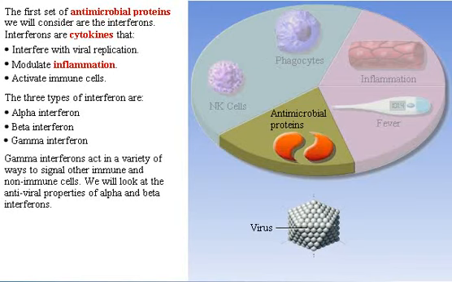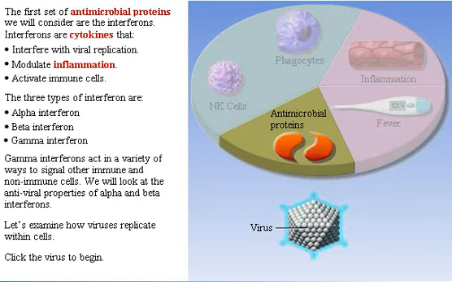Gamma interferons act in a variety of ways to signal other immune and non-immune cells, which we will discuss further in Topic 6. Here, we will learn about the antiviral properties of alpha and beta interferons. Let's begin by examining how viruses replicate within cells. Click the virus to begin.